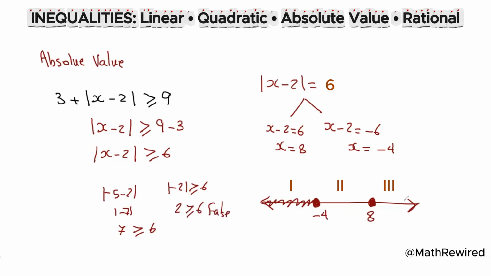Now let's take a number in here. So we're going to take 9 or 10. I'm just going to take 9. |9 - 2| is greater than or equal to 6. And that's going to give me 7 is greater than or equal to 6. Definitely true, so you shade in here. And therefore, you write your statement as x is less than or equal to -4, or x has to be greater than or equal to 8. And that's your final answer.